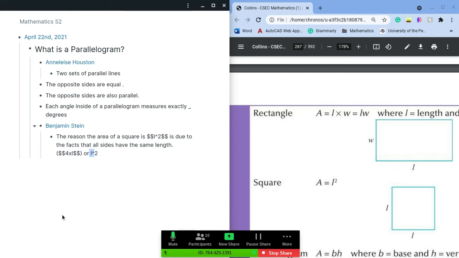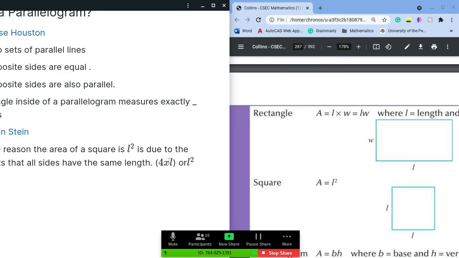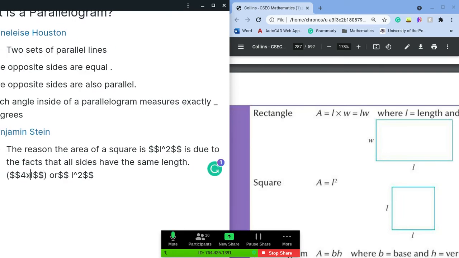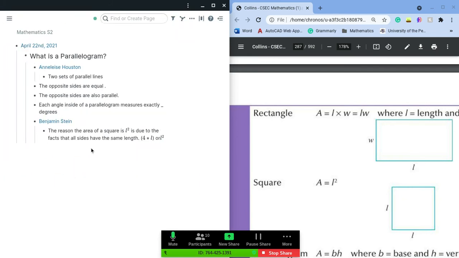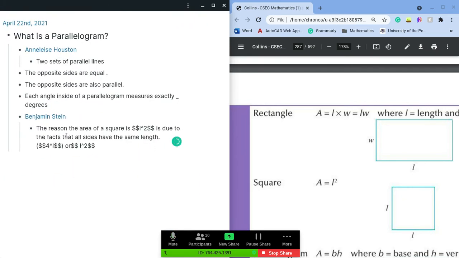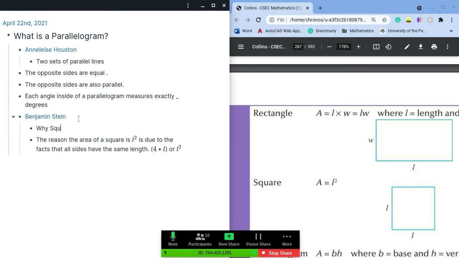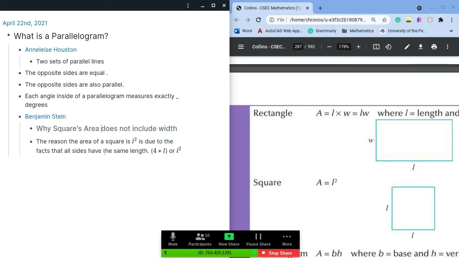Everybody have that down? Let me just quickly zoom out. Let me put 4 times L, or L squared. Alright, so this is the reason why square area does not include width. Everybody have that down?